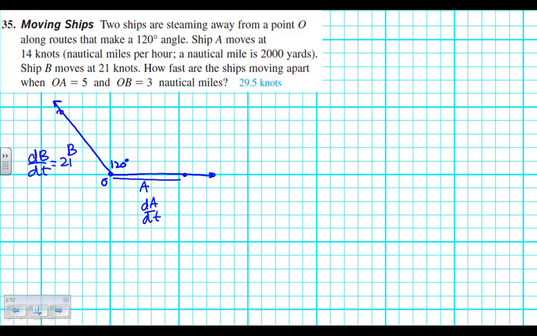All right? How fast are the ships moving apart when OA is 5 and OB is 3? In other words, we're going to take this line here. Let's give this a name. We'll call it C. And they're asking, in this part, what is dC/dt when what I called B is 3 and when A is 5?